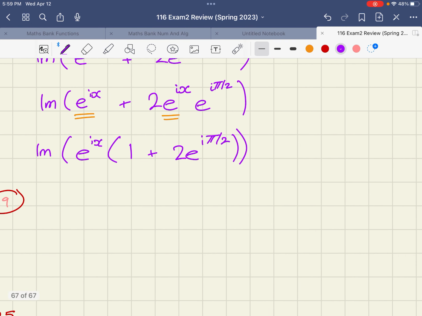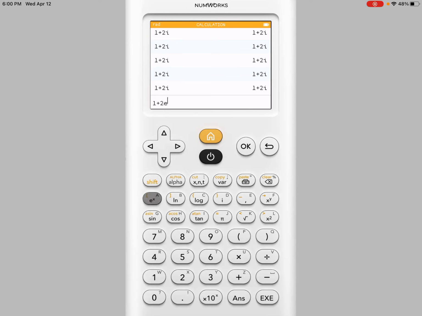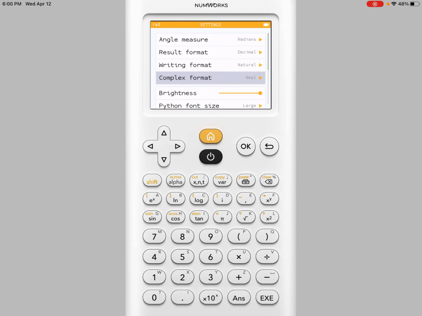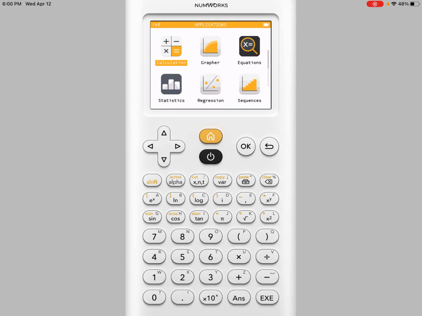From here, you can use NumWorks. If you just put this into NumWorks, which I'll do now, you will get a complex number. So let's put it in: 1 plus 2 e to the i pi by 2. So it's given us 1 plus 2i, which is helpful, but we want it in Euler form. So to change it, I'll go to settings, and I'll come down to complex format, and I'll change it into polar. You can put it in Cartesian, or you can put it in polar. Let's put it in polar, and let's go back, and let's do the same thing.